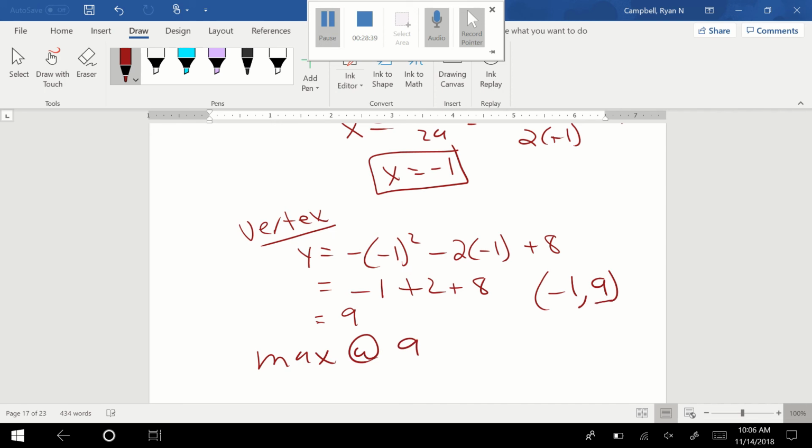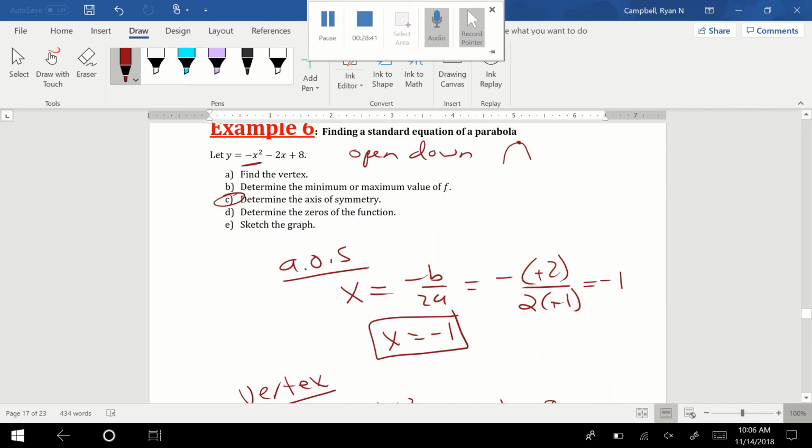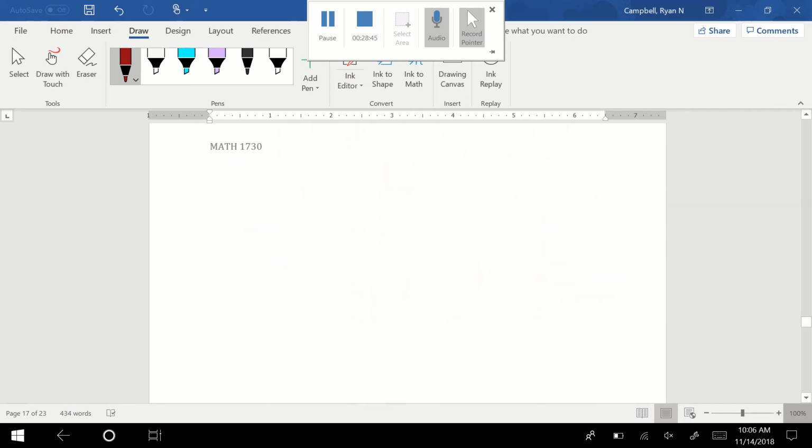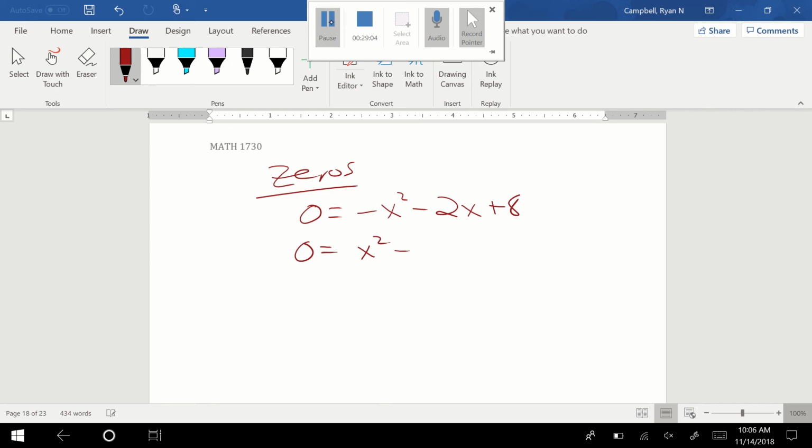It's at 9. All right, then the last thing we have to do is find our zeros. Again, it might be a little different. We have 0 equals negative x squared minus 2x plus 8. So we can, again, just multiply everything by negative 1, so that we have a positive x squared, to make things a little easier on us. So 0 is x squared plus 2x minus 8.